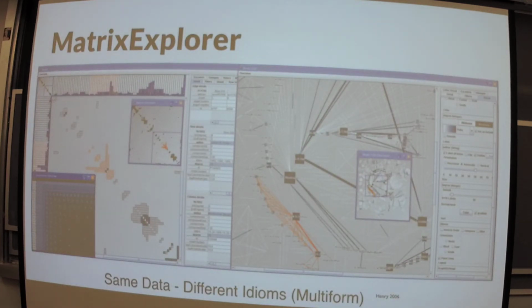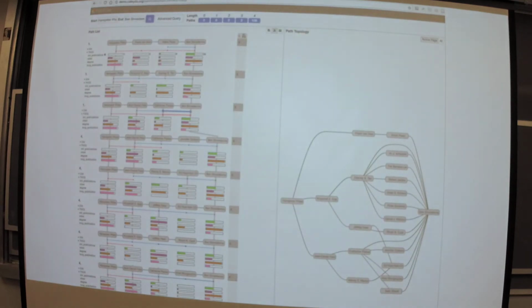You can also use exactly the same data with different idioms or visualization techniques. Here is an example that uses an adjacency matrix for a network and a node-link diagram, and puts them side by side. In this paper, they actually studied whether it's beneficial to have those two simultaneously visible, and whether people could do better than with one or the other. Here's another example from my own work.